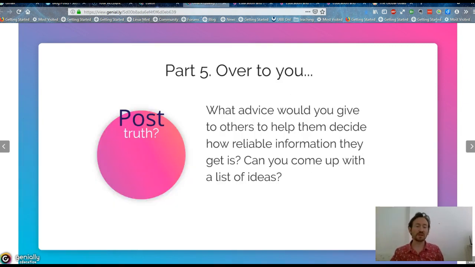What advice would you give to others to help them decide how reliable information that they get is? Come up with a list of ideas. They discuss this. And if they are then able to advise others on checking facts, I think you've done your job with the lesson.